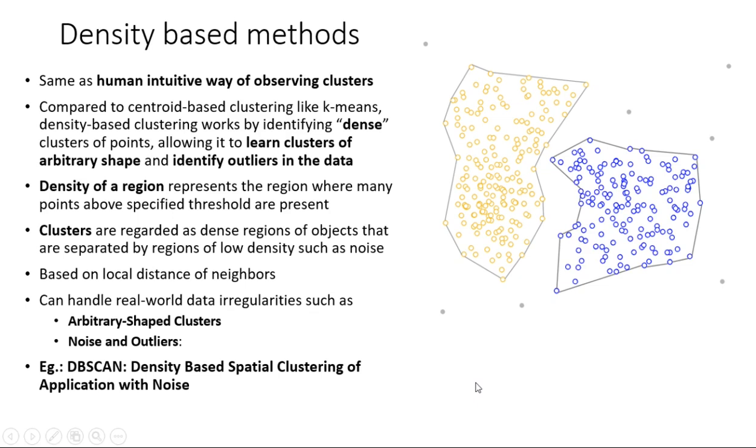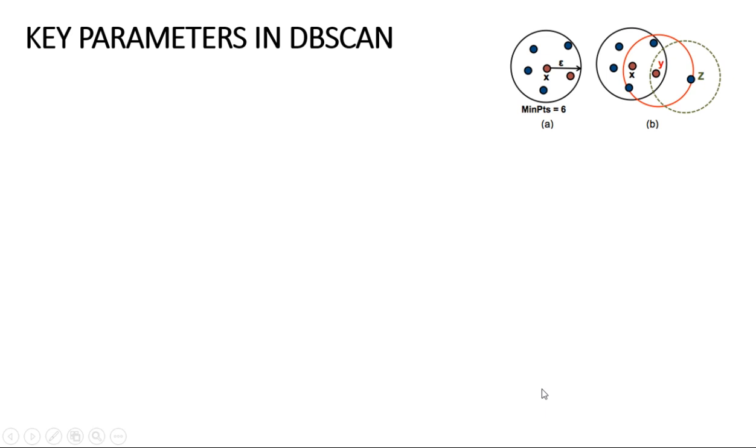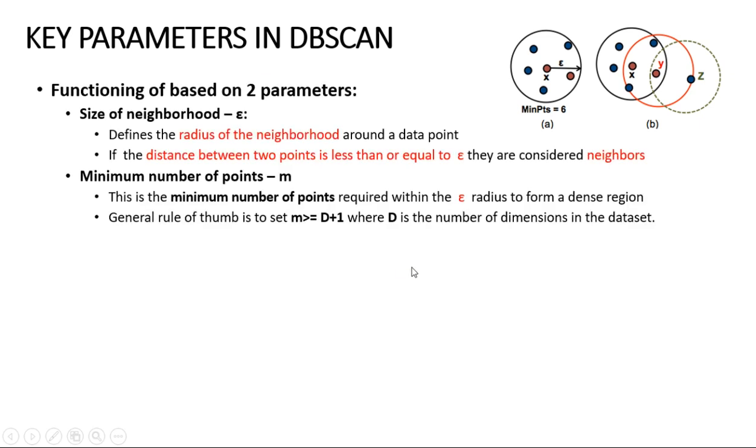A very popular density based method of clustering is DBSCAN, which stands for density based spatial clustering of applications with noise. Before we go into the algorithm of DBSCAN, let's try to understand some important parameters with respect to DBSCAN. There are two important parameters that you need to know, that is epsilon and m. Epsilon is basically the radius, and m is the minimum number of points that you need to have within a cluster. If you see this diagram, let's say these are the data points I have. I have some blue data points and some red data points.